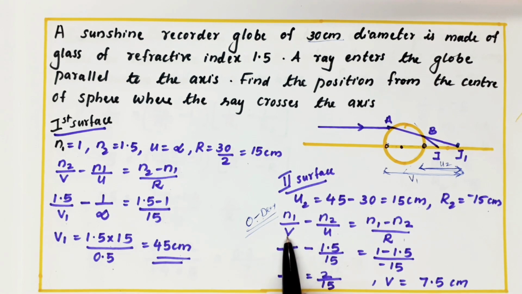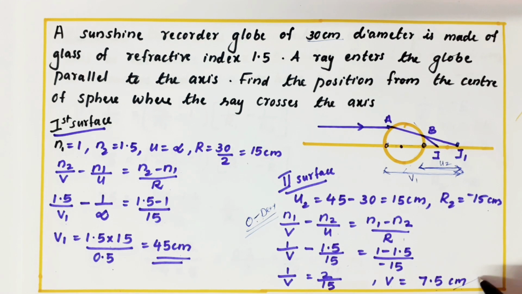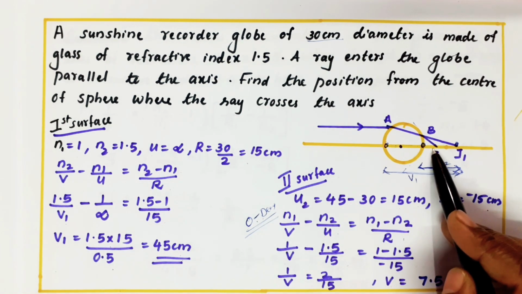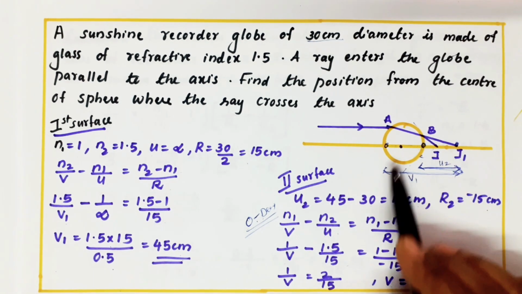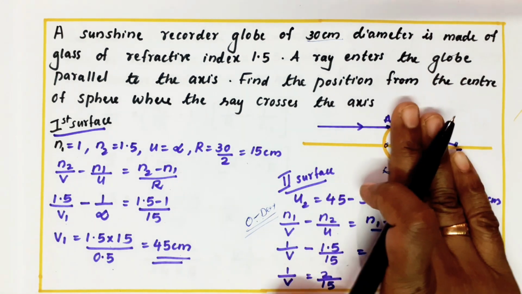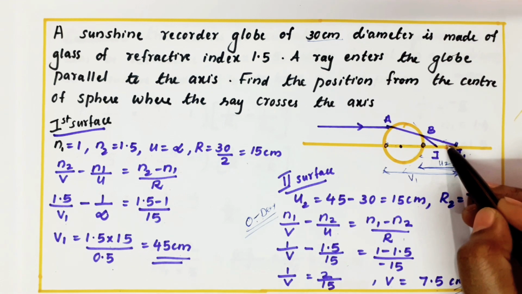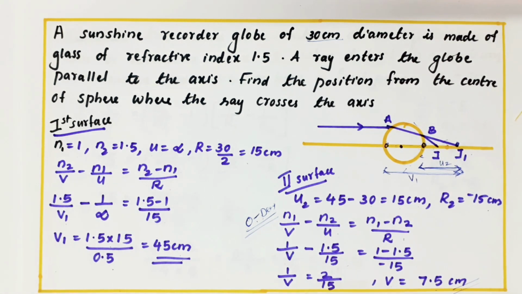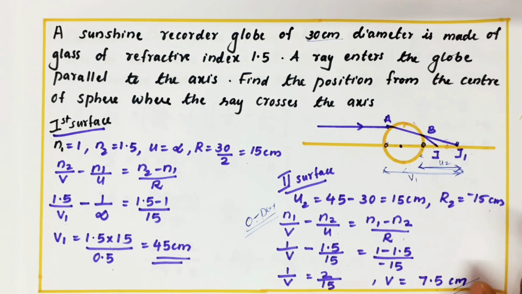So I have taken here N1 by V minus N2 by U. N1 is 1 minus 1.5 by U, where U is 15. V we don't know. Apply this. So 1 by V is equal to 2 by 15. V is equal to 7.5. So clearly I am getting the image on this side, at a distance of 7.5. That's what I have drawn like this. Few questions will ask you to draw the diagram. They will give only this part, and the rest, the 45, you have to mark. 45 acts as an object for the second refracting surface, and I am getting a positive answer. So it means that here only we are getting the image.